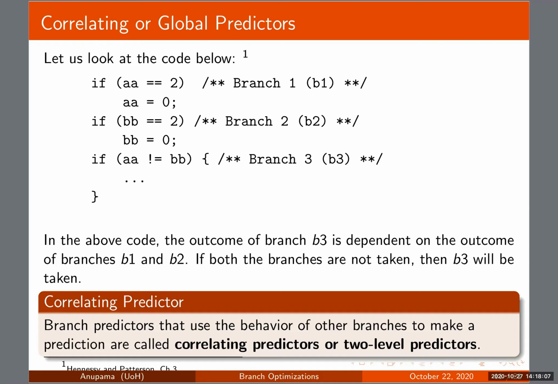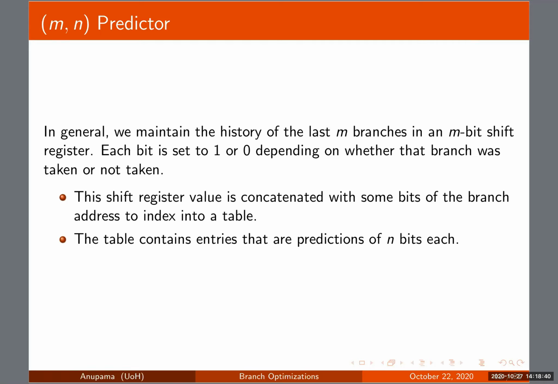Here we need to similarly maintain the history of the previous branches, and then use the behavior of the previous branches to predict the outcome of this branch. So this is what is called a correlating predictor or global predictor. Okay, and the generalization of this is the (m,n) predictor. In general, we maintain the history of the last M branches in an M-bit shift register.